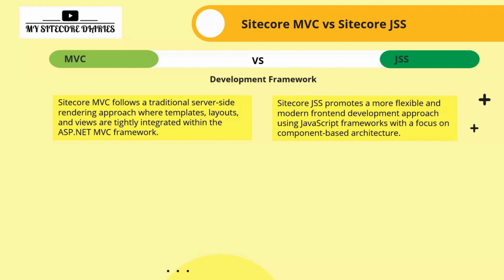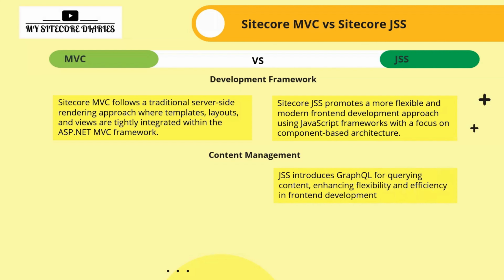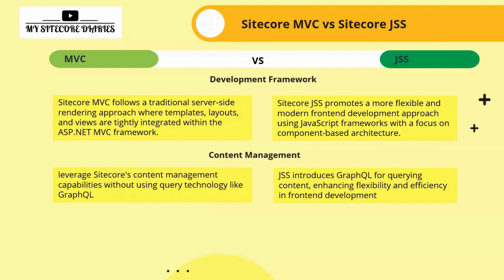Maybe for content management, Nikhil, you can explain first. Yes. In JSS, GraphQL was introduced, and we can query content, which enhances our flexibility and efficiency in front-end development. Whereas in MVC, there is nothing like GraphQL or any query technology in Sitecore. So it leverages Sitecore content management capabilities without using query technologies like GraphQL.